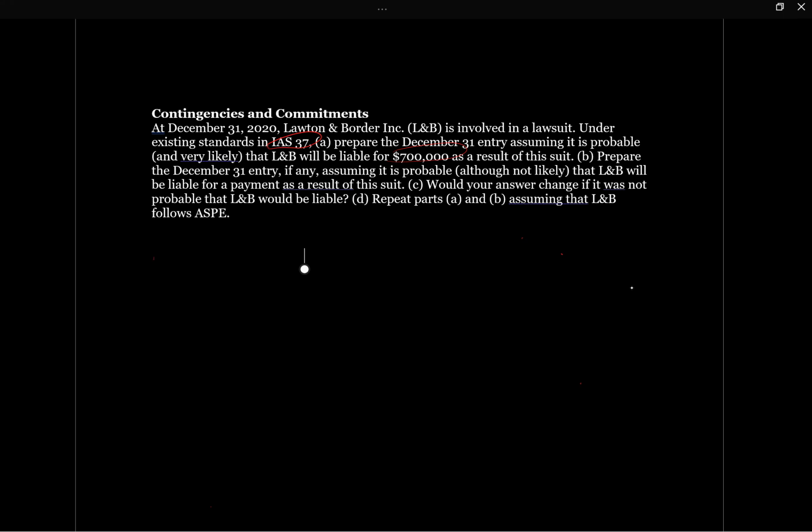So let's just recap the criteria to recognize any sort of a contingent loss or a provision for an uncertain event under IFRS or ASPE. So ASPE requires it to be likely that there's a loss. And IFRS requires it to be more likely than not. So say 51%, arguably.